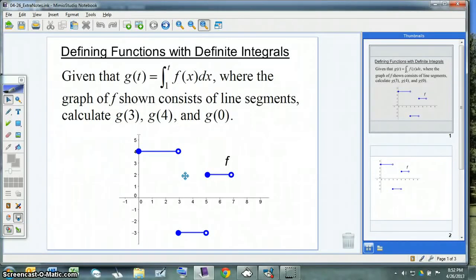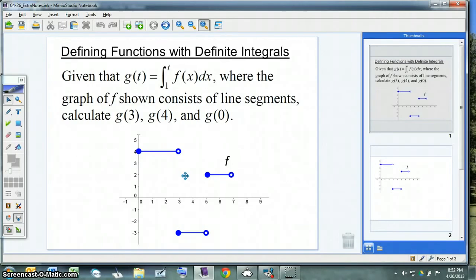So in this video, I want to give a couple more examples of creating or defining a brand new function using a definite integral with a variable limit of integration based on a function that's already been given to us. I call these new functions area accumulator functions.